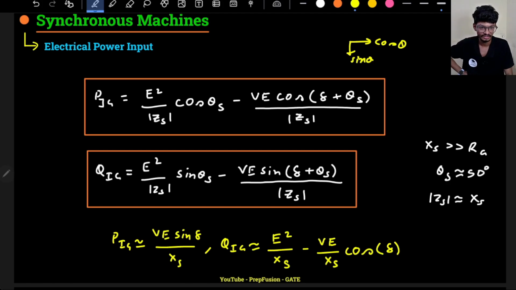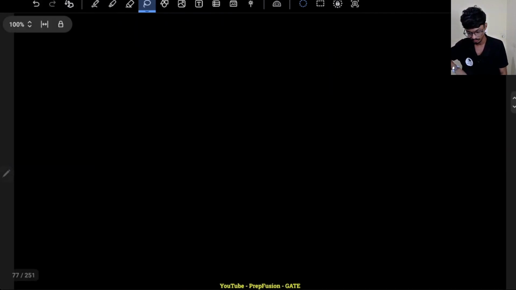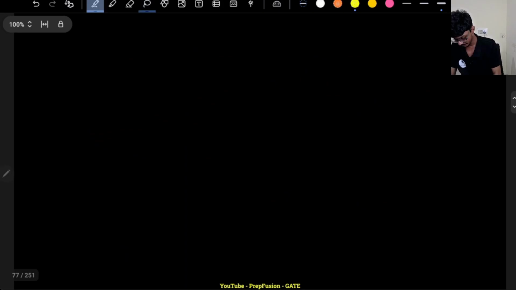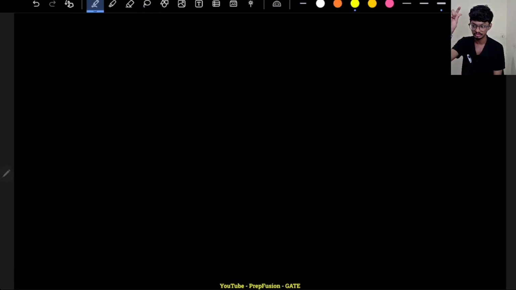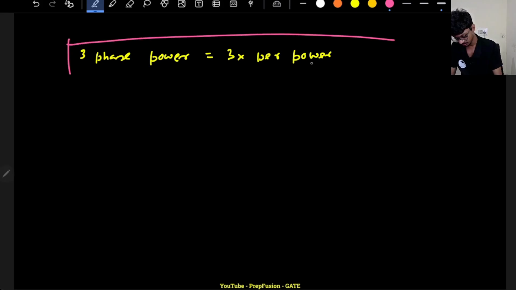This is if my XS is very much larger than the XA. Remember all this is per phase, whatever we have derived, because induced EMF was per phase, everything was per phase. So the three phase power, because it is a balanced load, will be equal to 3 times the per phase power. Remember this, otherwise you will make a mess in the examination. Very important thing.